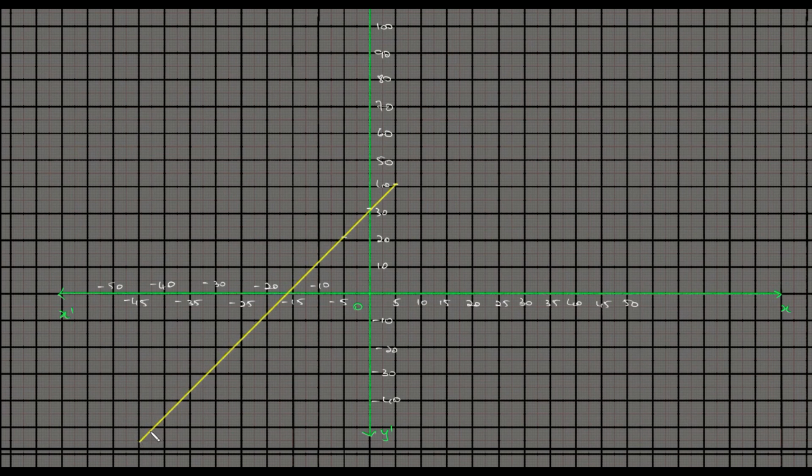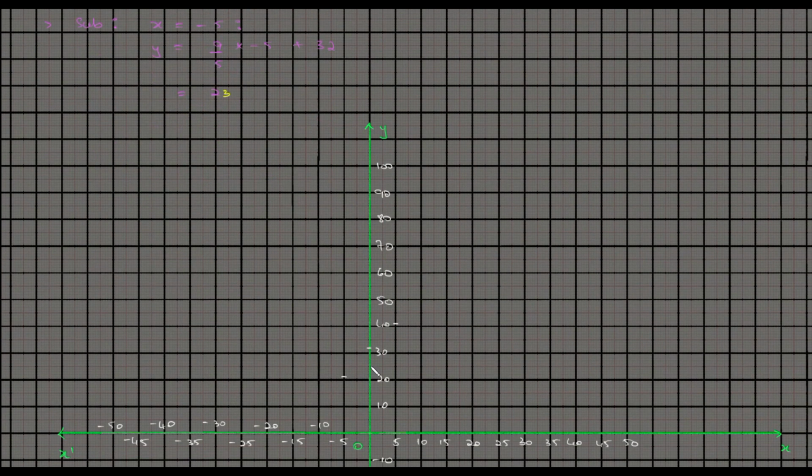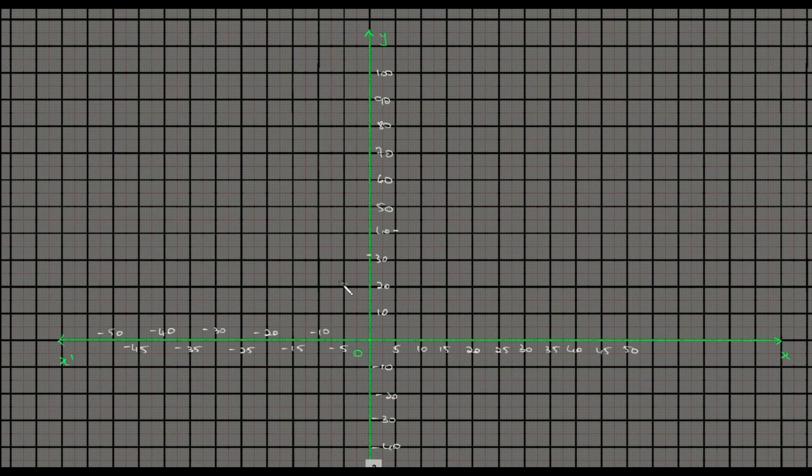Does that look okay? Yes. 32 is there actually. 41, 32 and 21. Did I do some calculation mistake? Minus 9. This is 23. See? The graph was not matching, that's why. This is 23. Okay, now it will be proper.